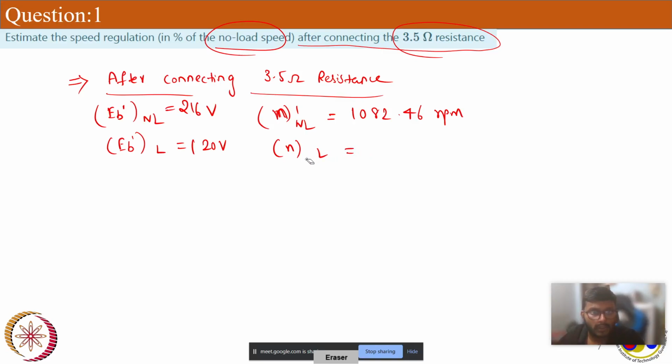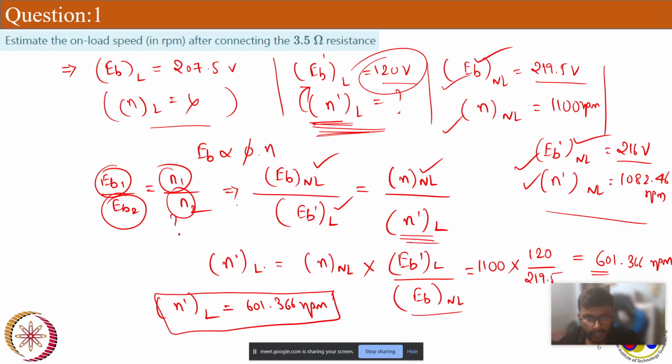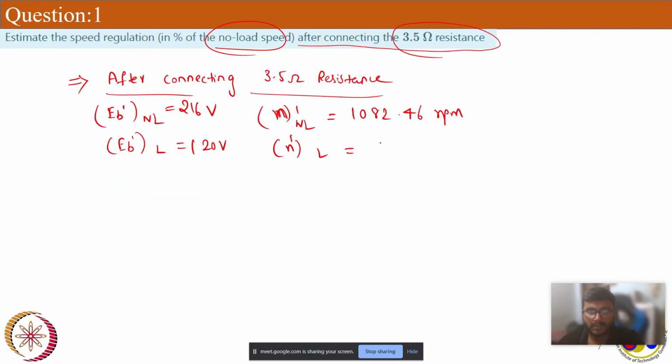And what is my on load speed after adding 3.5? N dash L, that's what we calculated here: 601.366 rpm. So these are all the values after adding 3.5. Now see what he's asking: the speed regulation between these two speeds as a percentage of no load speed.